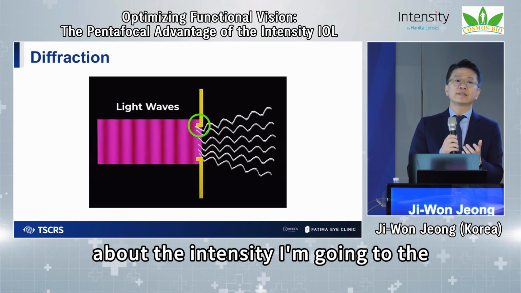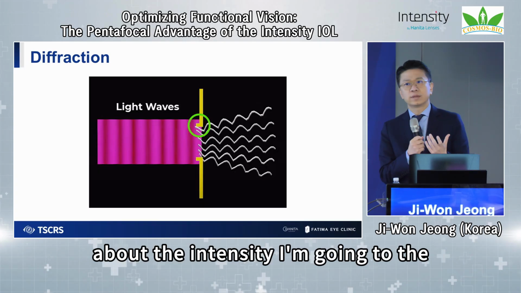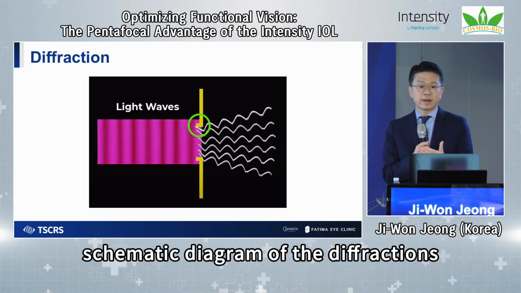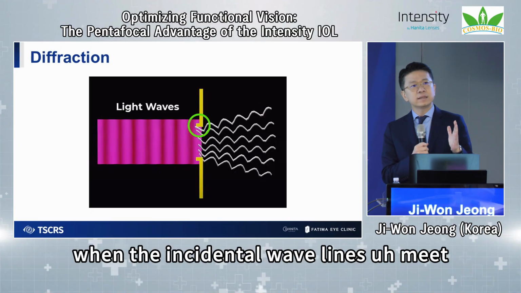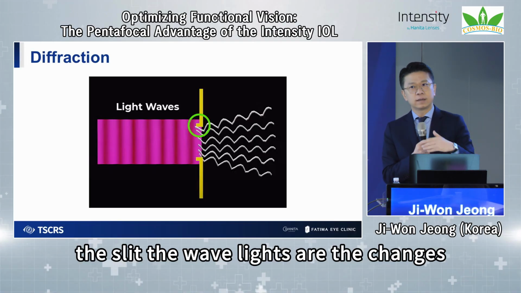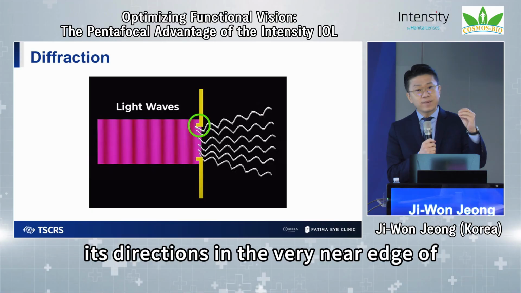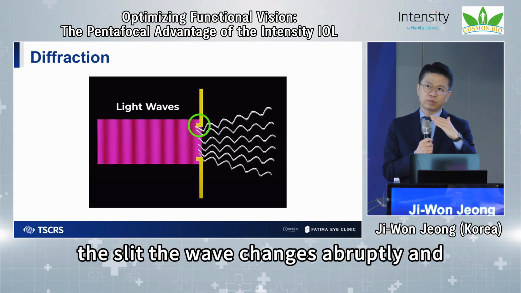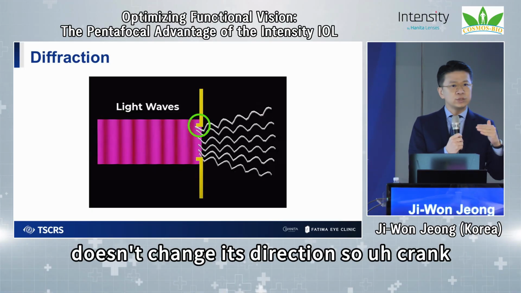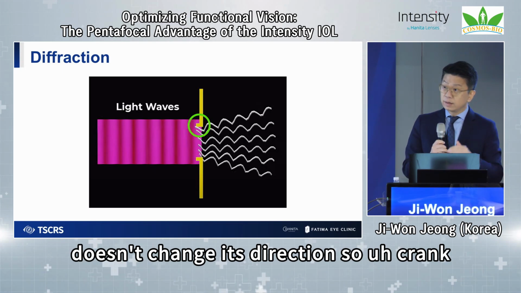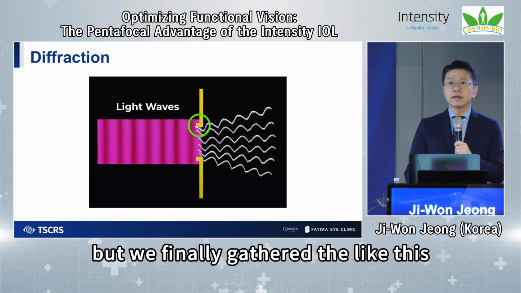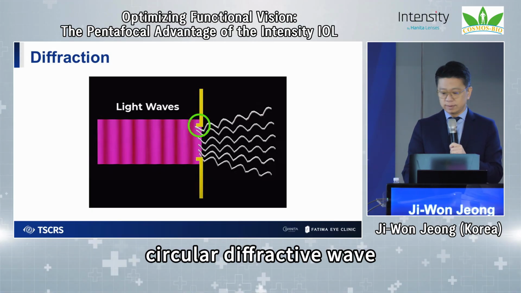Before talking about the intensity, I'm going to explain basic diffraction. This is a very simple schematic diagram of diffraction. When the incident wavelengths meet the slit, the wavelengths change direction. In the very near edge of the slit, the wave changes abruptly and rapidly. In the center of the slit, it doesn't change its direction. So connecting with the same pace of the wave, we finally get this circular diffractive wave.